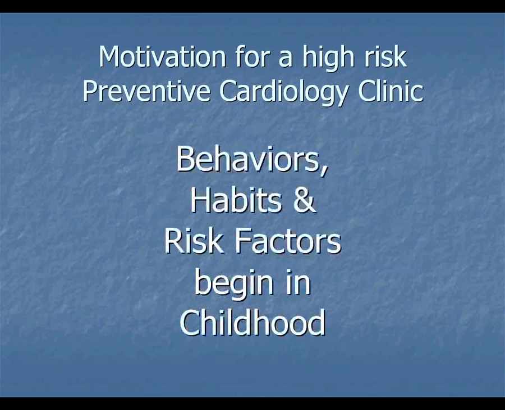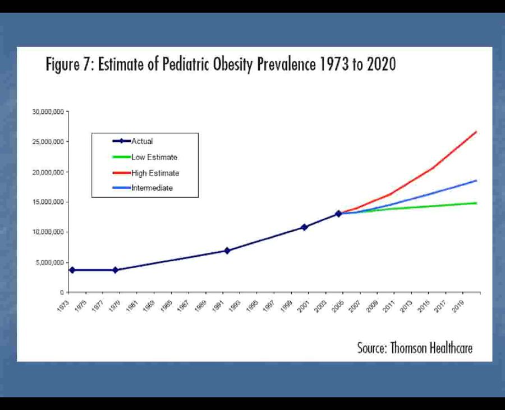So the motivations behind having a high-risk preventive cardiology clinic, as you all know, is that behaviors, habits, and risk factors begin in childhood. Many of these are related to weight and obesity, and this is reversible, especially if you start early. This is a diagram that I especially like because it spans such a long time period. You've all probably seen these numbers before. Basically, the prediction of pediatric obesity and its current prevalence. You can see the high estimate will become 5 times that what it was a generation ago, and even the low estimate will still become approximately 3 times what the numbers of pediatric obesity were before.